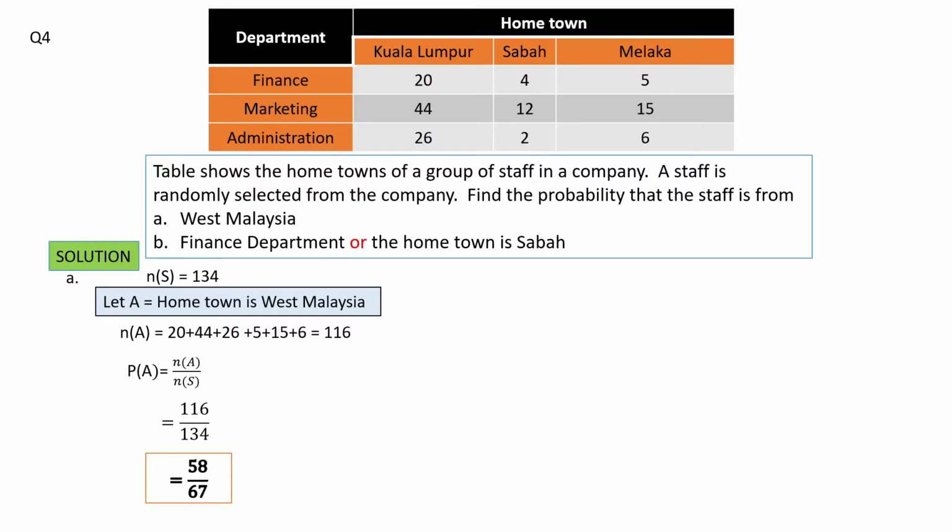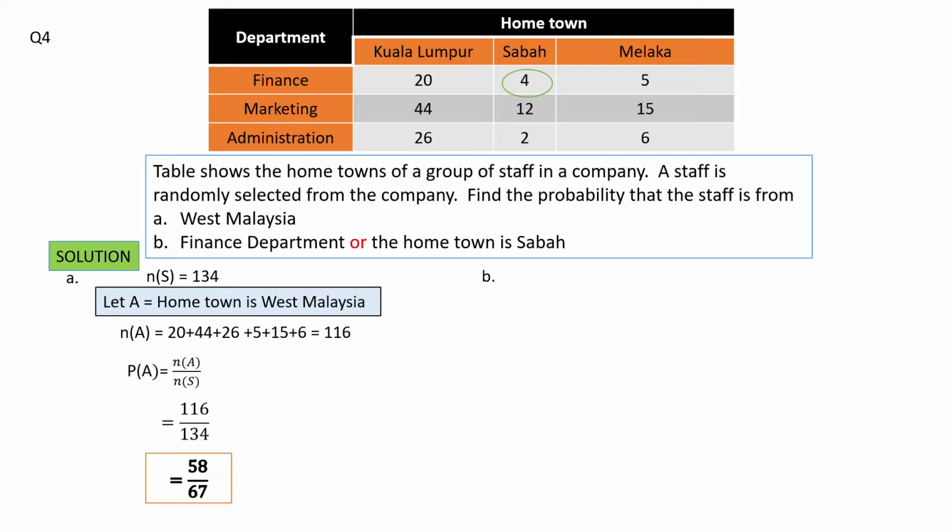Next, find the probability that the staff is from the finance department or the hometown is Sabah. Now you have the word or here. Therefore, you need to check if these two events can happen together. What do you think? Now, if you say yes, these two events can happen together, then you are correct. Altogether, we have 4 of them working in the finance department whose hometown is Sabah.